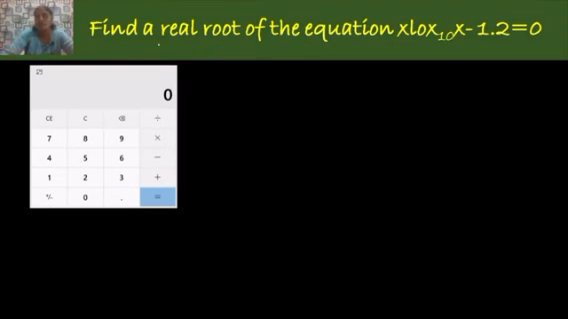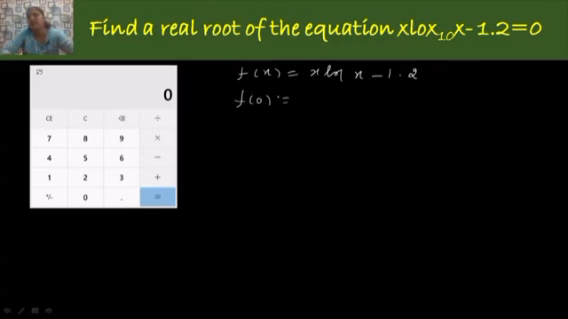Find the real root of the equation x log x minus 1.2. So here as usual you have to take the function f of x as x log x minus 1.2. So let me start at the value 0. That is, first we have to find the interval for which the root of the equation lies. For that, replace the value of x by 0, x log 0 minus 1.2. So log 0 is minus infinity. So if you multiply with 0, you get 0 minus 1.2, that is negative.